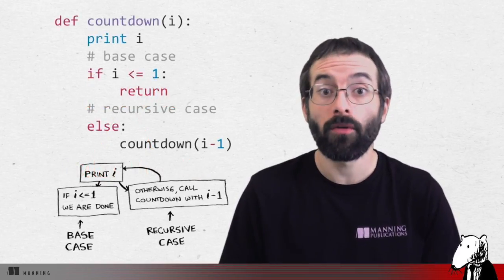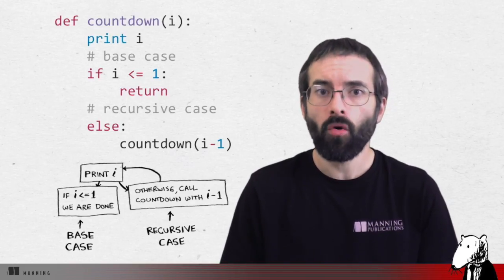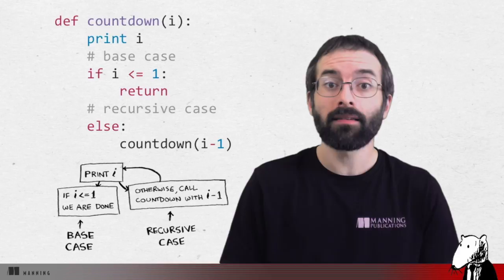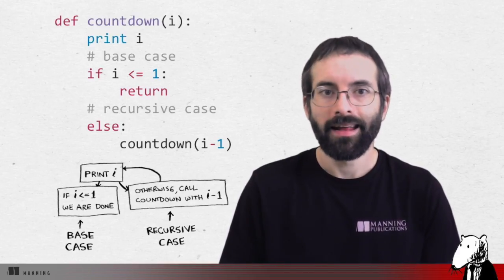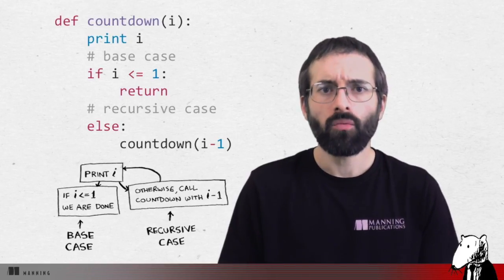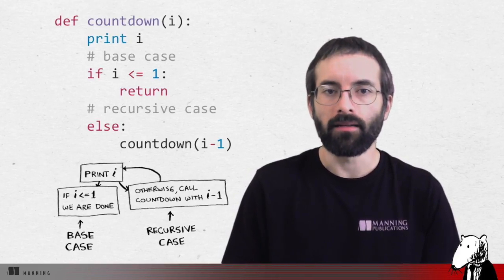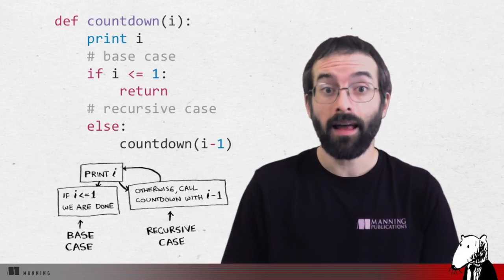Here is the function from before with the addition of a base case. The if i is less than or equal to 1 is the base case. That is when the function will not call itself anymore. In the else section is the recursive case. That is what will keep happening if the base case has not yet been reached. So, unlike the last example, this function will actually end.